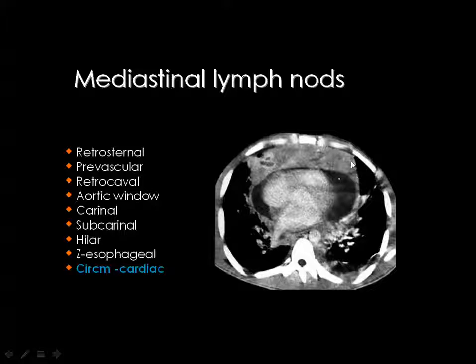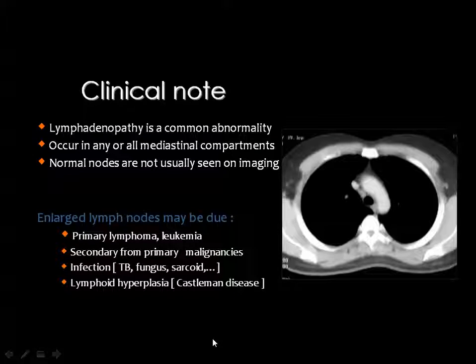The circumcardiac lymph nodes usually appear in the scan as a sheet of soft tissue masses surrounding the heart, especially along its anterior aspect. And frequently you can see associated pericardial effusion. Most of the books say that circumcardiac lymph nodes are almost pathognomonic for non-Hodgkin lymphoma. If you see these circumcardiac lymph nodes, you may suspect that the patient has non-Hodgkin lymphoma. And this clinical note is very important.